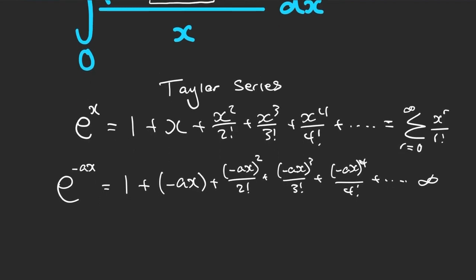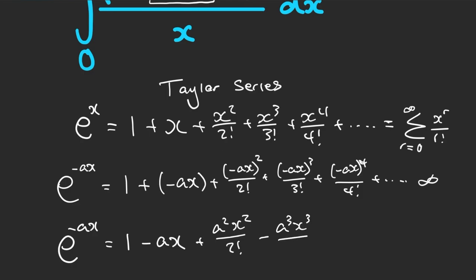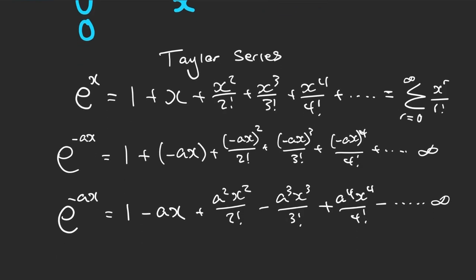Okay, let's tidy it up a little bit. So we're going to have e to the negative ax is equal to 1 minus ax, and then negative ax squared is going to be plus a squared x squared over 2 factorial. Negative ax cubed is going to be minus a cubed x cubed over 3 factorial. And then to the power of 4, we're going to have plus a to the 4 x to the 4 over 4 factorial minus, and so on, off into infinity. We're going to have infinitely many terms.